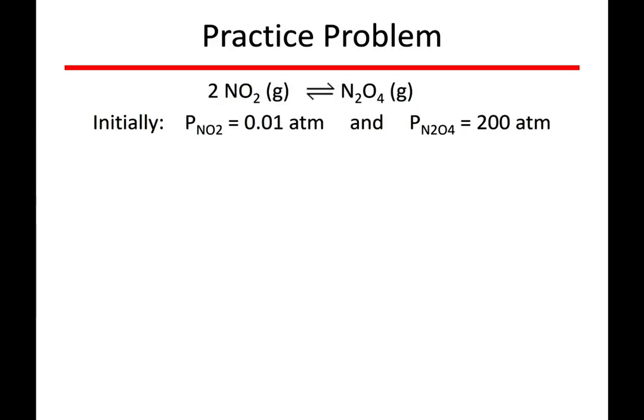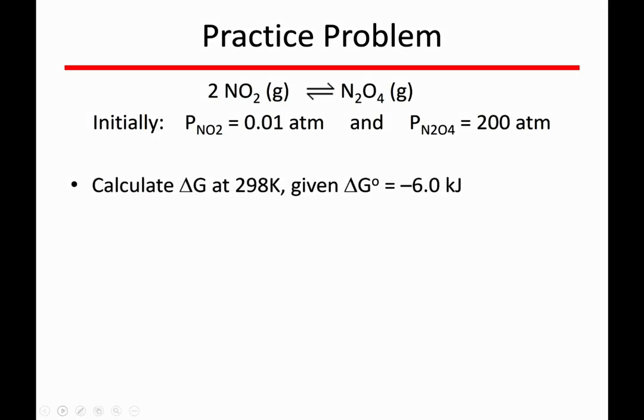So let's take a look at a practice problem involving this reaction between NO2 and N2O4. We're told that initially the partial pressure of NO2 is 0.01 atmospheres and the partial pressure of N2O4 is 200 atmospheres. So we're not at standard conditions here. We're given the standard value of delta G to be negative 6 kilojoules, and we have to calculate the non-standard value of delta G at 298 K with the pressures that have been indicated here.